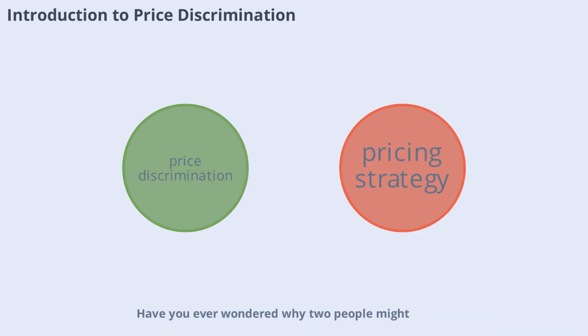Have you ever wondered why two people might pay different prices for the same product or service? This is not just a coincidence, it's a strategic approach used by firms to maximize profits. Price discrimination is a pricing strategy where businesses charge different prices to different customers for the same good or service based on their willingness or ability to pay.